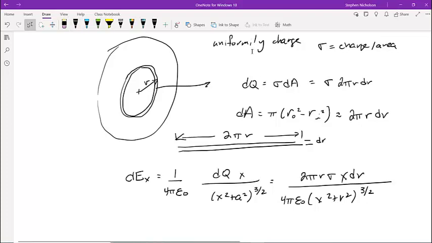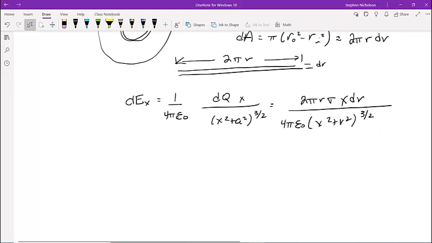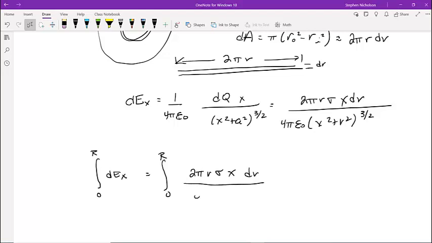Now we're going to integrate that from the inside radius to the outside radius. So if we take the integral from the inside radius to the outside radius of this differential electric field, that's going to be equal to the integral from 0 to r of 2 pi r sigma x dr over 4 pi epsilon 0 times x squared plus r squared to the 3/2 power.